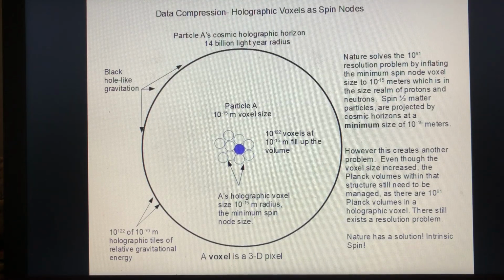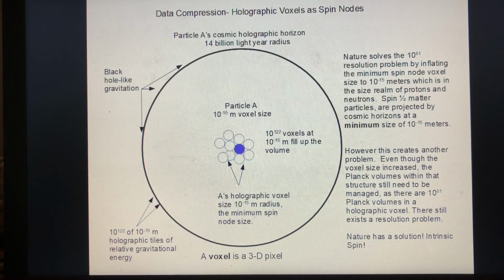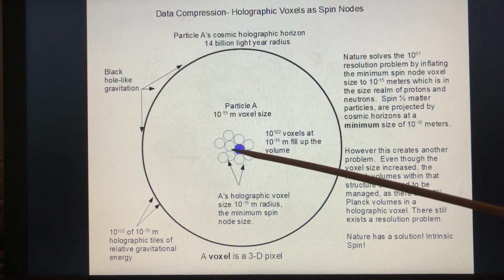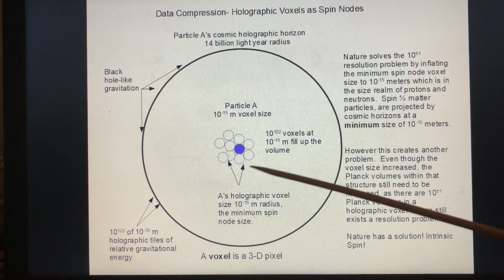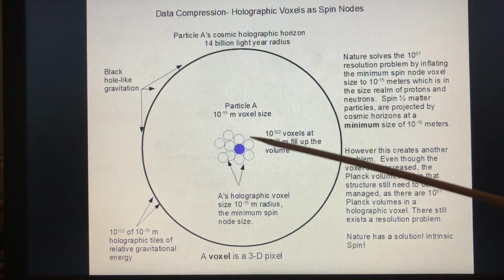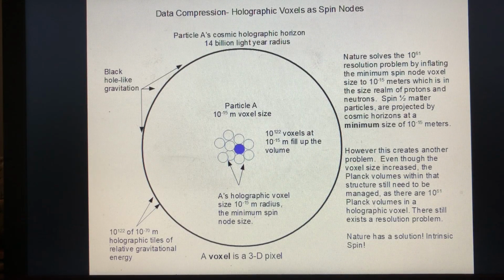Even though the voxel size increased, the Planck volumes within that structure still need to be managed, as there are 10 to the 61 Planck volumes in a holographic voxel. There still exists a resolution problem. So here we can see that this is particle A, and its voxel size is 10 to the negative 15 meters. You can kind of consider that space creates these voxels to be able to identify a particle in space.